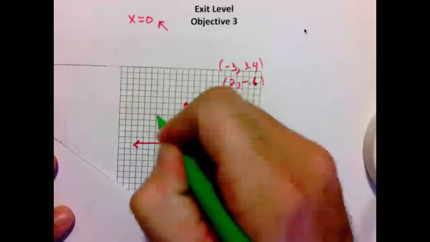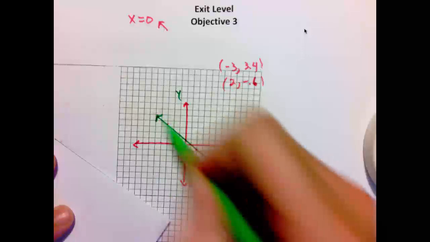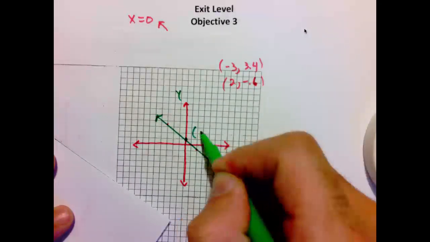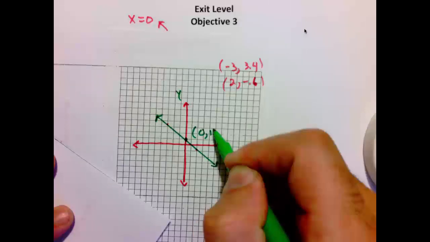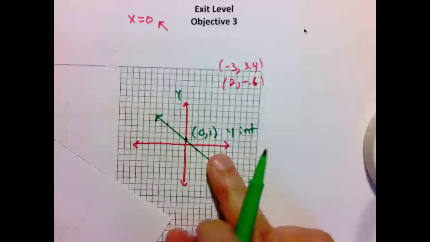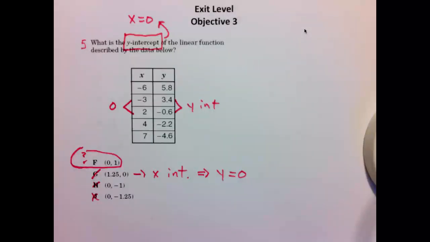Now we can graphically see where the y-intercept is. The y-intercept is where the line crosses the y-axis. That's that point right there. And sure enough, it appears to be 0, 1. That's the y-intercept. And that's what we saw by looking at our table. The answer on number 5 is F.